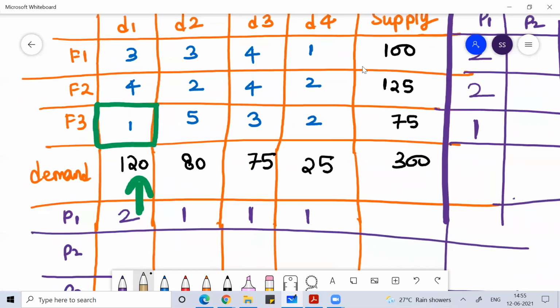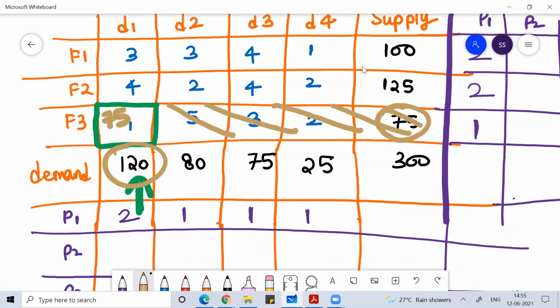Now if you see here, the supply is 75, demand is 120. So how much will you put, guys? Here you'll put 75. If you put 75 here, this row is done; the third row cannot be used for anything else. The demand was 120 and 75 is supplied, so 45 is pending. I hope you understood. 45 is pending here. So fine.